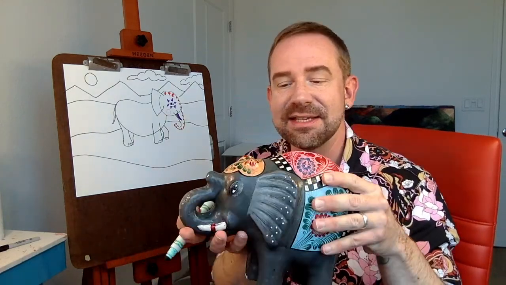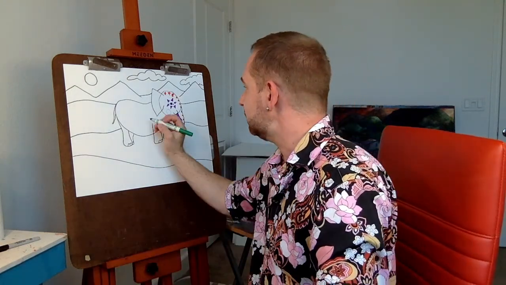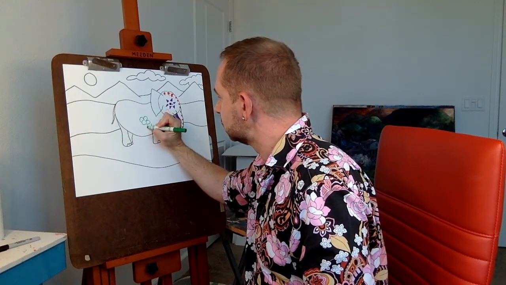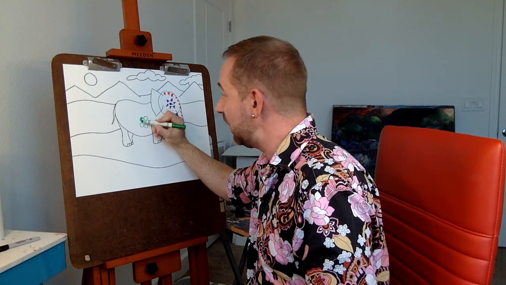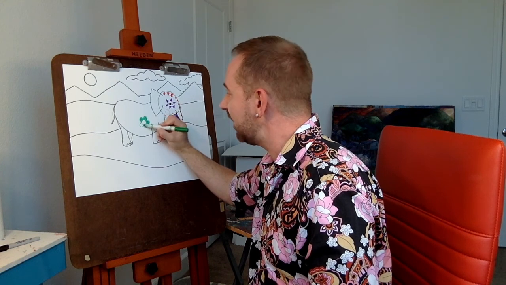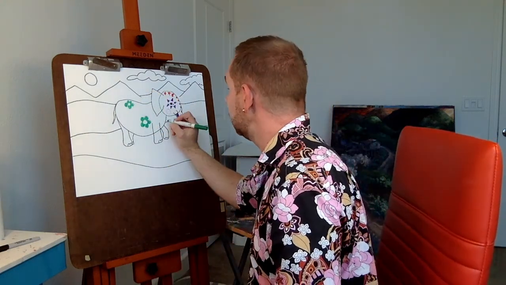What other colors do I have? Oh, I've got green. Let's see if I get any ideas from this. I kind of like some of these flower shapes. I might draw some flowers on mine. It's kind of weird to see an elephant with flowers on it, but why not? It's your art. You do whatever you want on there. If I was an elephant, I would want to have flowers all over me.